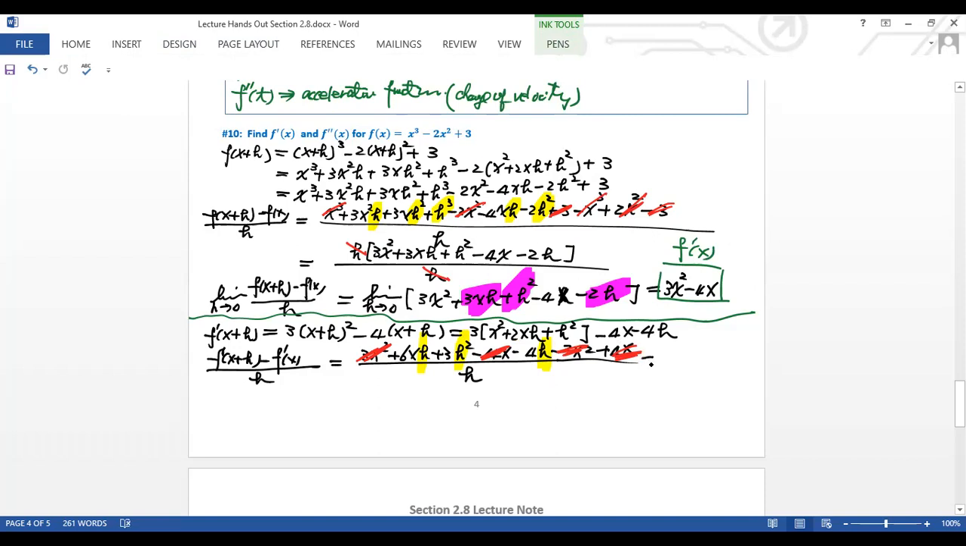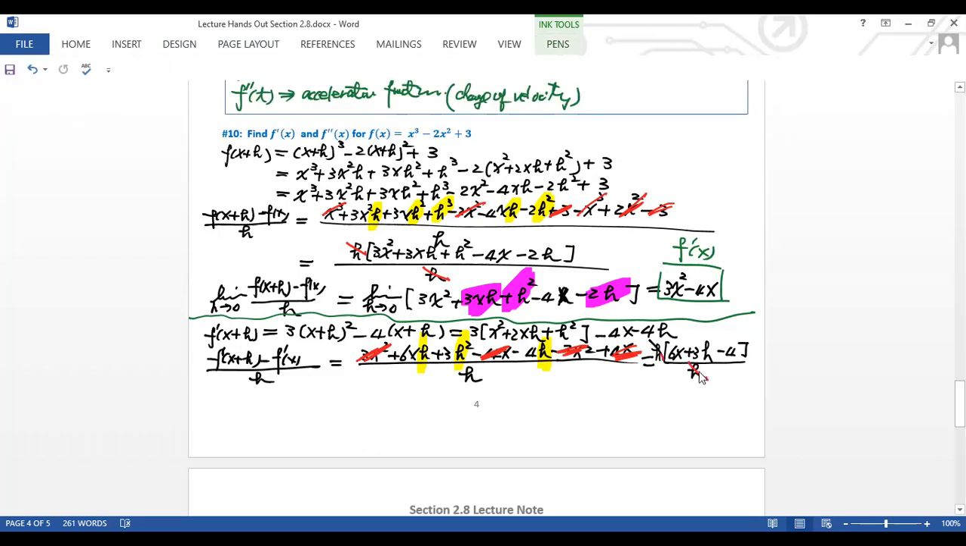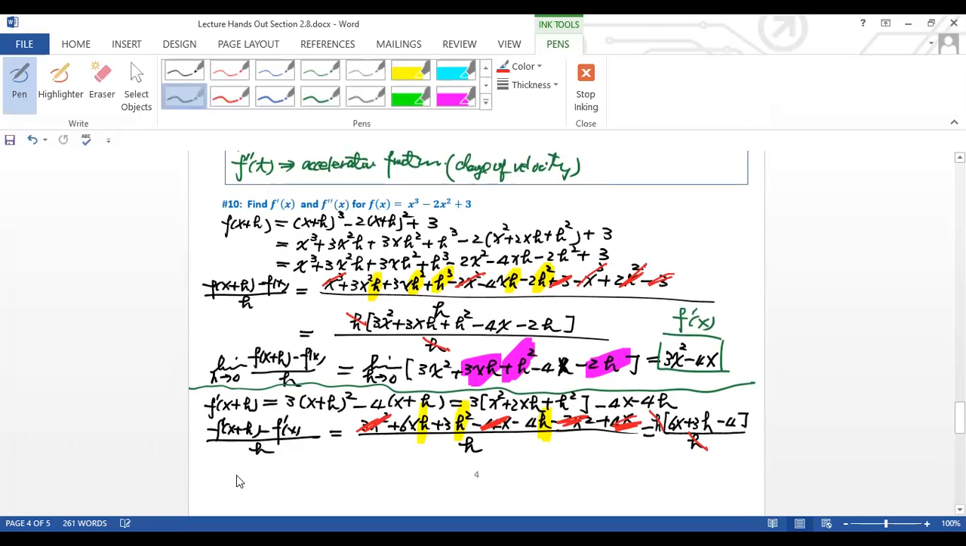Okay, so here I can get the h factored out. So this one is 6x plus 3h minus 4. Good, right? So then now I can say h cancels. Good job here. All right, so now I can do this. Now I will find the limit as h approaches 0.